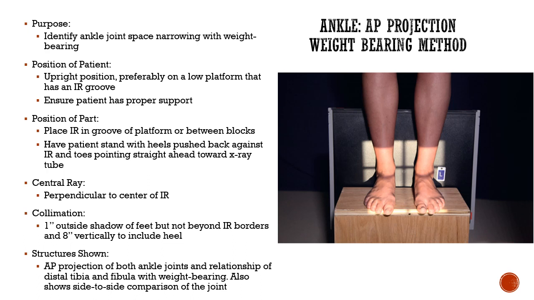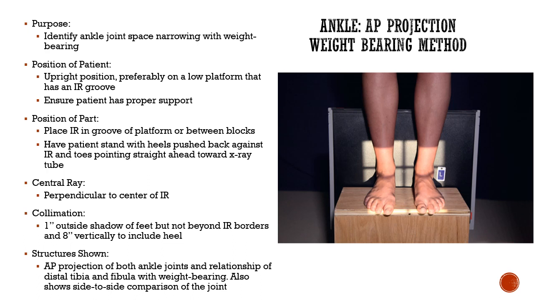You want to have the central ray perpendicular to the center of the image receptor, midway between the ankle joints. We're going to have the collimation 1 inch outside of the shadow of the feet, but not beyond the image receptor borders. And we're going to have this so it's 8 inches vertically to include the heel.